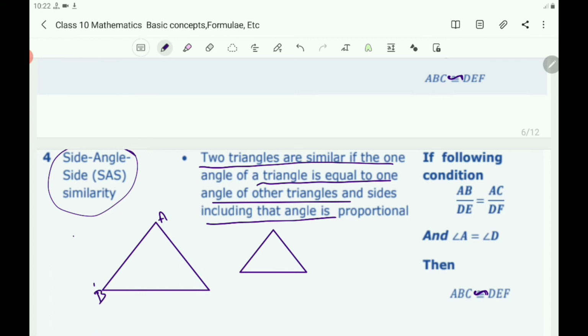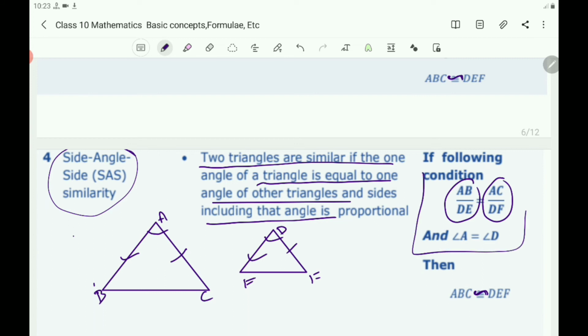triangle ABC and triangle DEF, here AB by DE is equal to AC by DF. So which angles do we have to take? Angle A equals angle D. So here, you can say that triangle ABC is similar to triangle DEF. That is about the SAS similarity criterion.